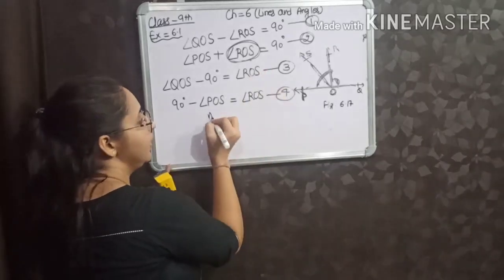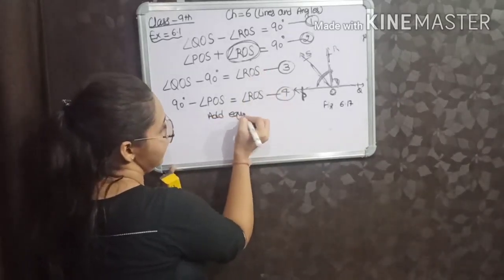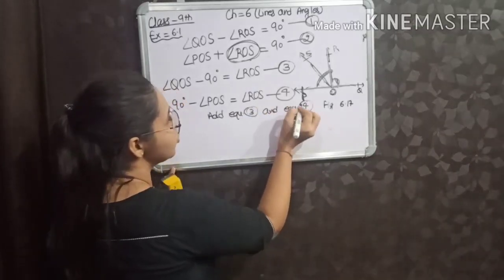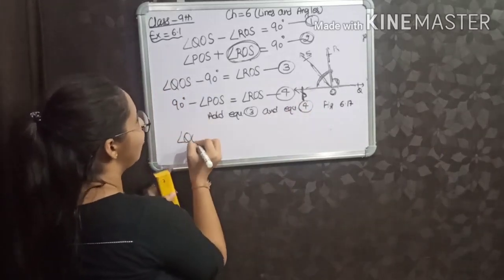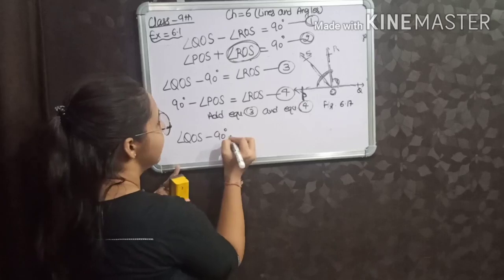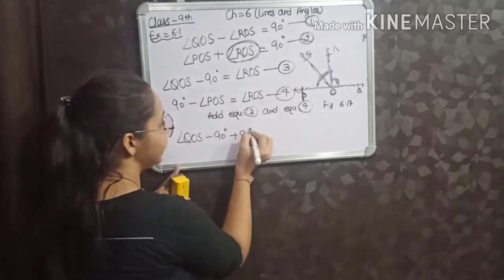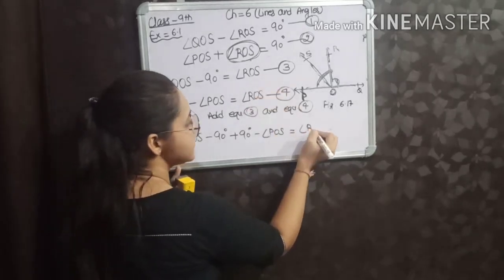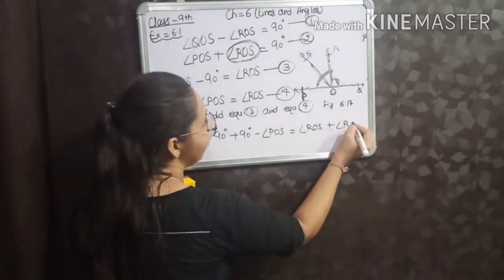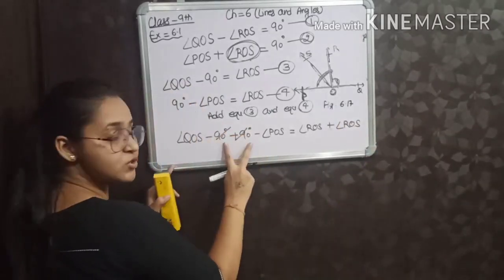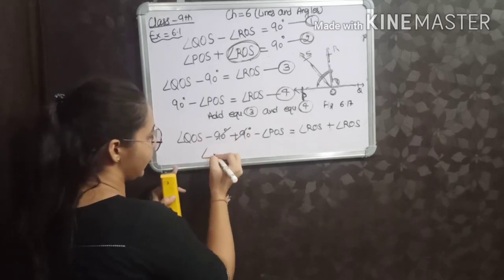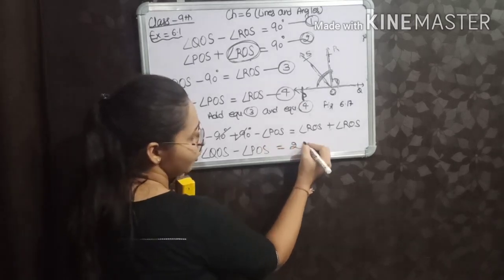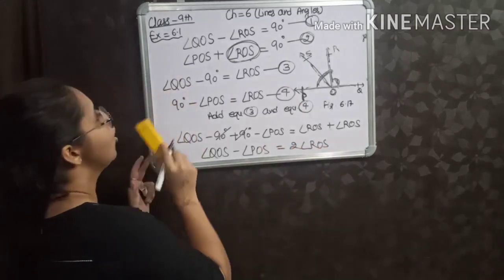Now add equation 3 and equation 4. If I add these two equations, the left hand side is angle QOS minus 90 degrees plus 90 degrees minus POS, and this is equal to angle ROS plus angle ROS. Now 90 and 90 have opposite signs, so I can cancel them. So it gives angle QOS minus angle POS is equal to 2 times angle ROS.